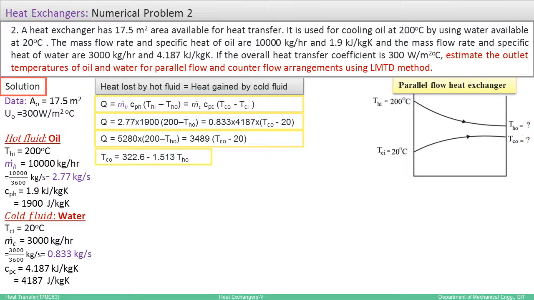What I have tried out now in this step is I have simplified the equation and tried to express TCO in terms of THO. Okay, 322.6 minus 1.513 THO is the equation for TCO now. And remember, this equation is true irrespective of whether it is a parallel flow or counter flow.